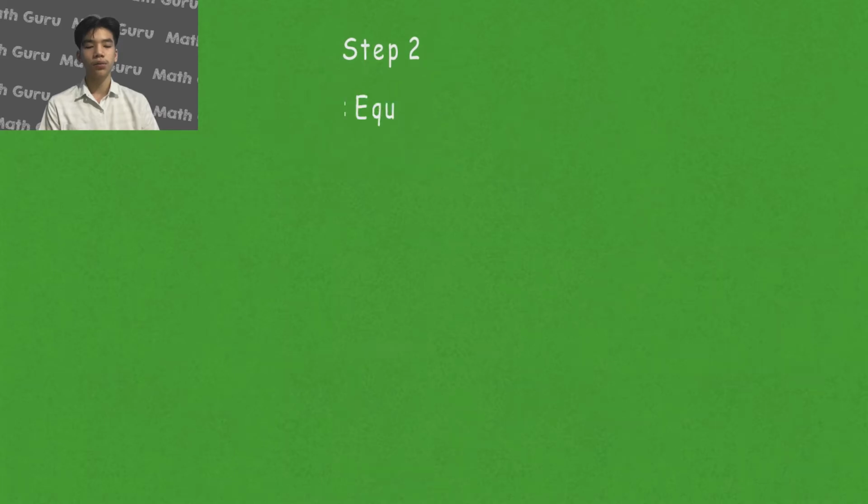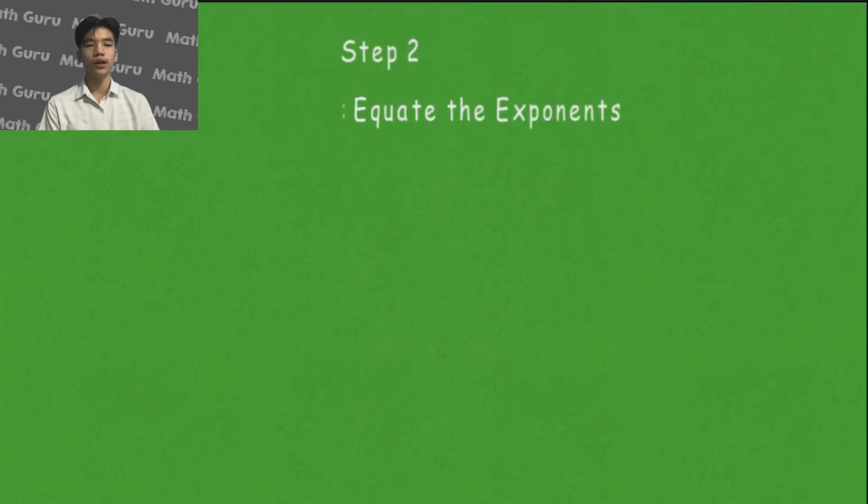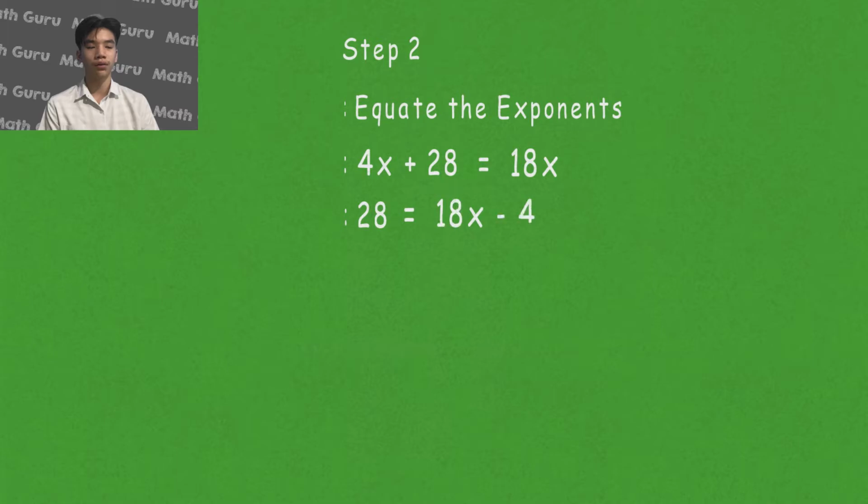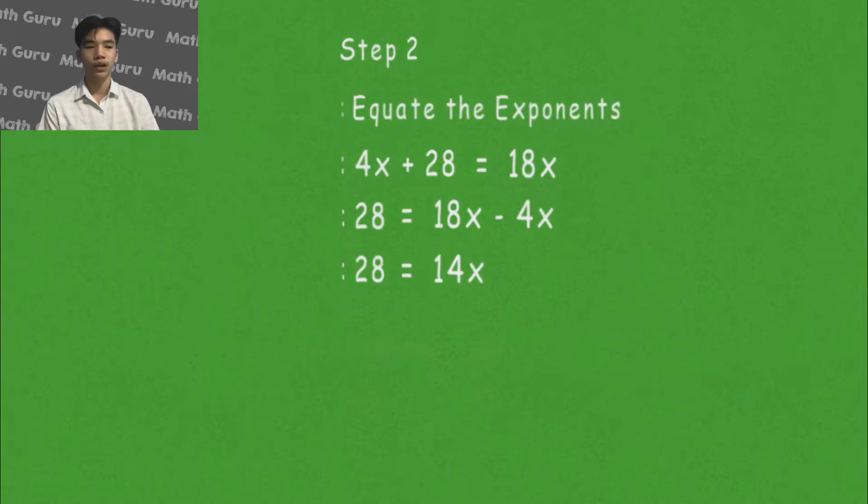The second step is equating the exponents. By equating the exponents, we can now find x. So to do that, we must first equate the exponents. Now we need to put the like terms on one side. So we now have 28 is equal to 18x minus 4x. Simplify, we now have 28 is equal to 14x.